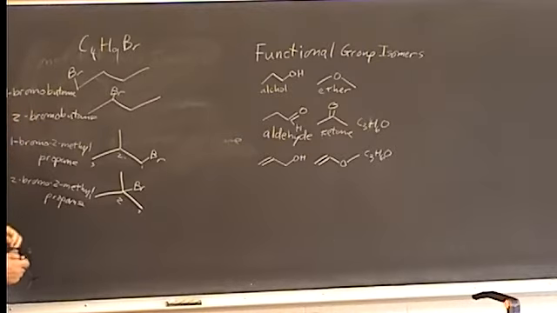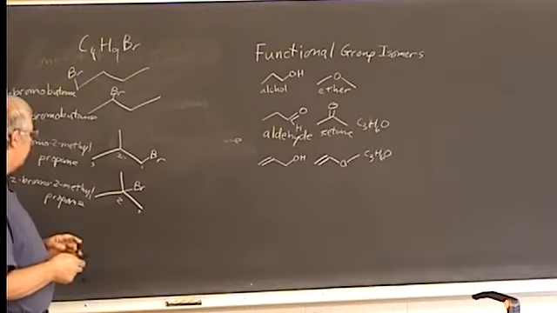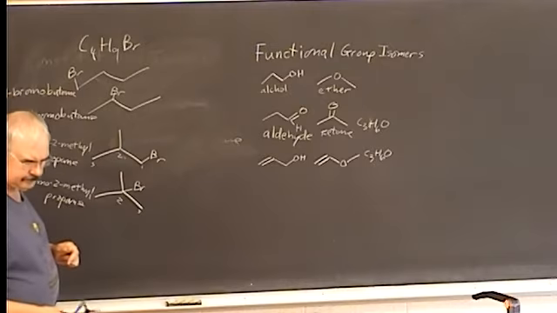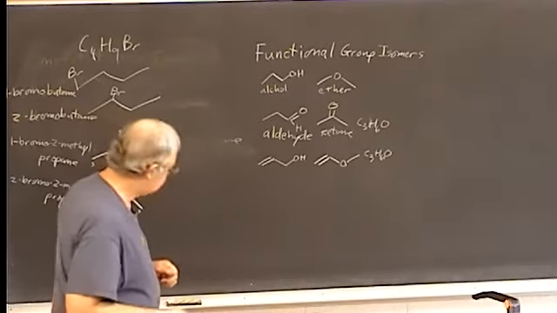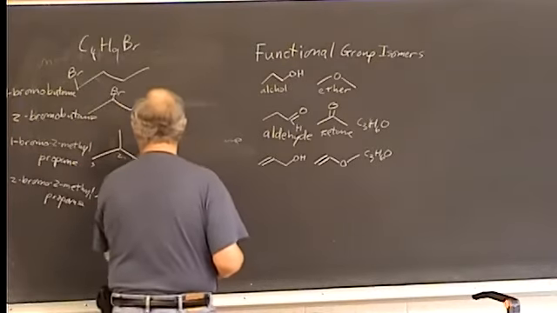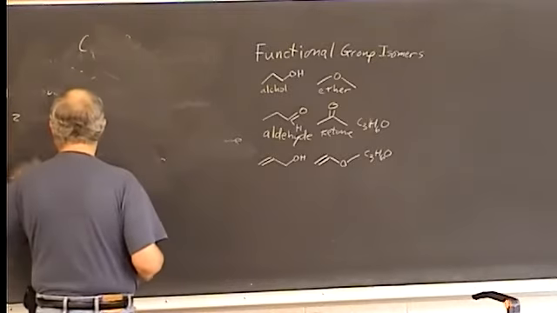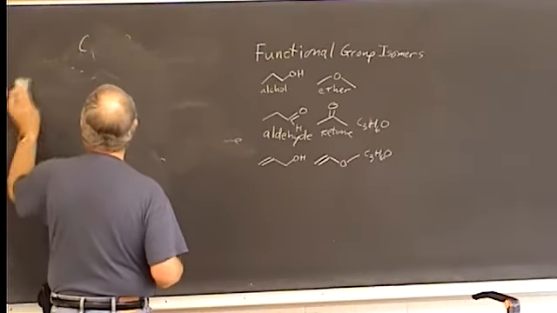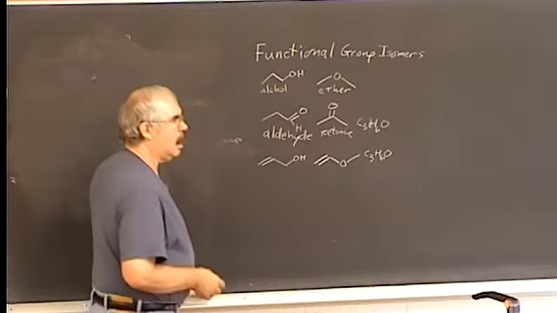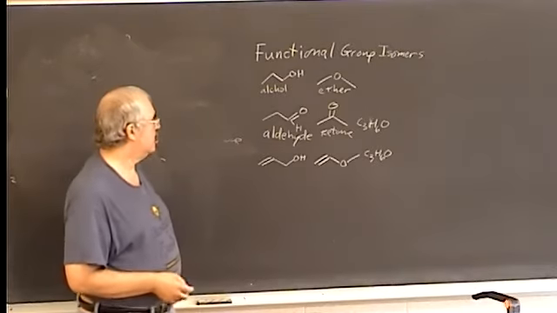Note the overlap here between constitutional isomers and positional isomers. 1-bromobutane and 2-bromobutane would be considered positional isomers. The functional group is in a different position. These two would also be considered functional group positional isomers.